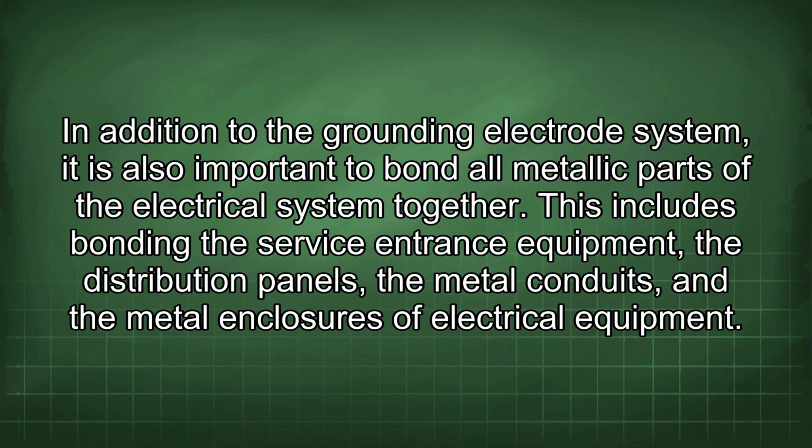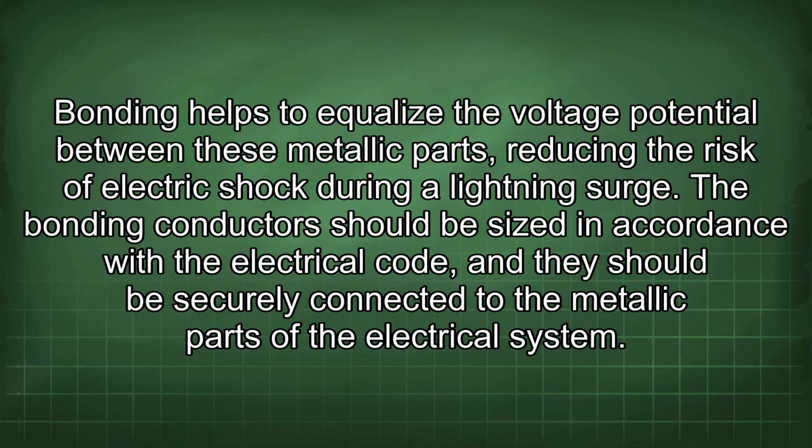In addition to the grounding electrode system, it is also important to bond all metallic parts of the electrical system together. This includes bonding the service entrance equipment, the distribution panels, the metal conduits, and the metal enclosures of electrical equipment. Bonding helps to equalize the voltage potential between these metallic parts, reducing the risk of electric shock during a lightning surge. The bonding conductors should be sized in accordance with the electrical code, and they should be securely connected to the metallic parts of the electrical system.